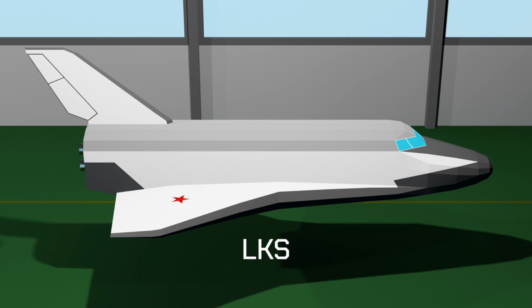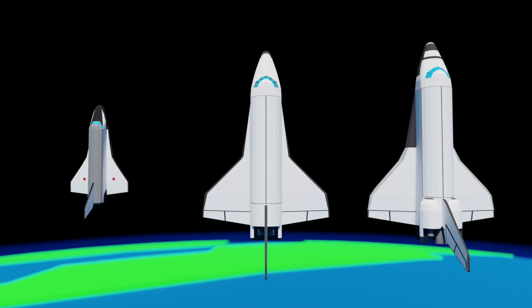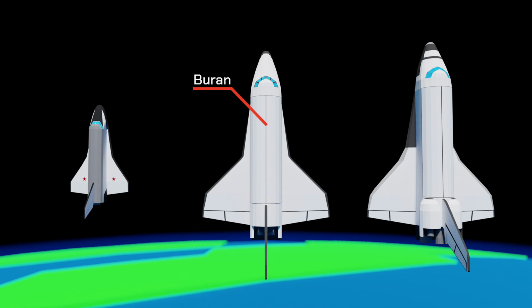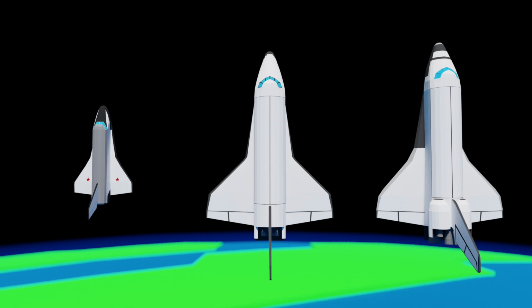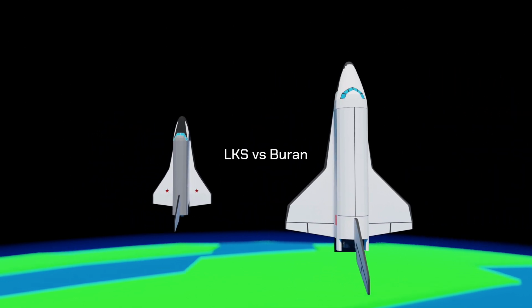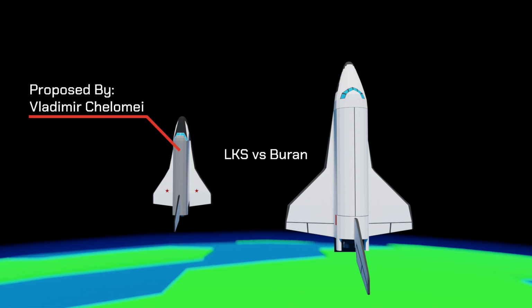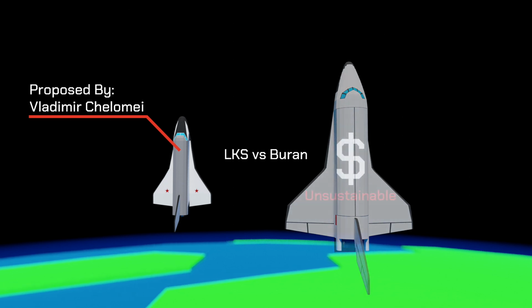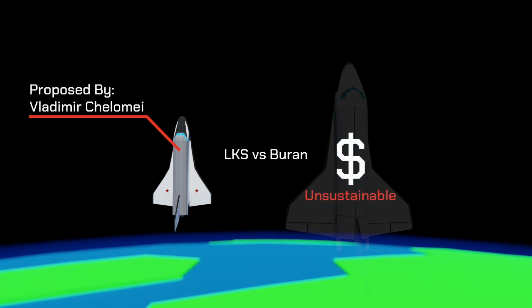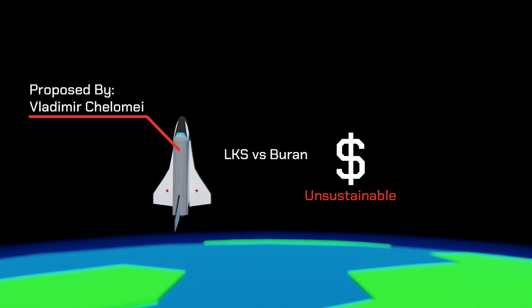This is LKS, Lokhi Kosmicheskiy Samolyot, which means light space plane. That's a very apt name for it if you compare it to Buran and the US shuttle. It's about half of their size. LKS was an alternative to Buran in the design phase, proposed by Soviet engineer Vladimir Chelomey. Chelomey believed that LKS was a more sensible, sustainable, cost-effective alternative to Buran, which he quite accurately predicted could not be sustained.